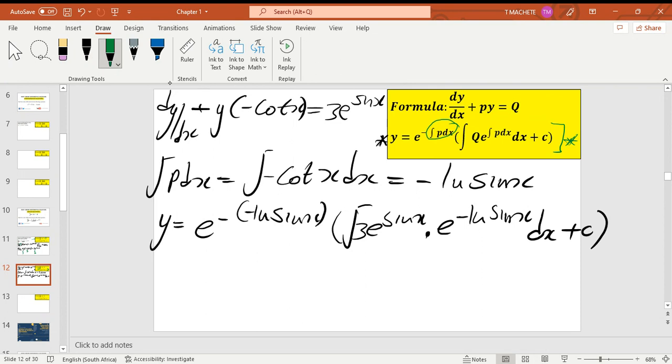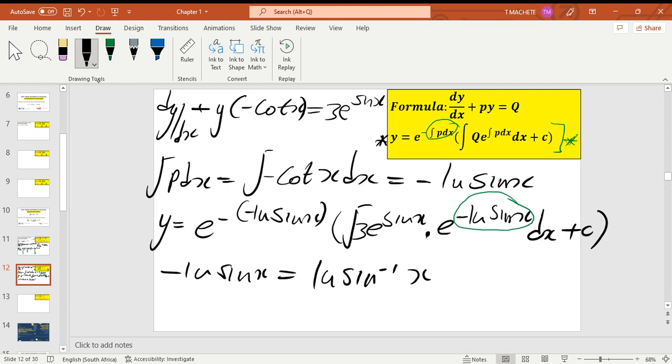Guys, as you can see, here you have got negative ln sine x. If you still remember your logarithmic rules, log rules, you can simply write this negative 1 there. You have to take it to the other side. So that's what we did there.